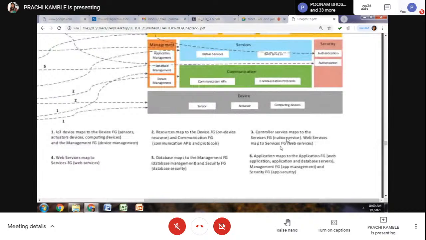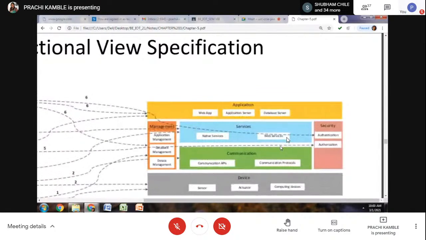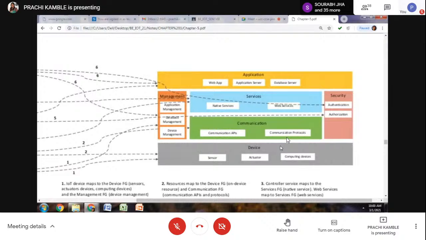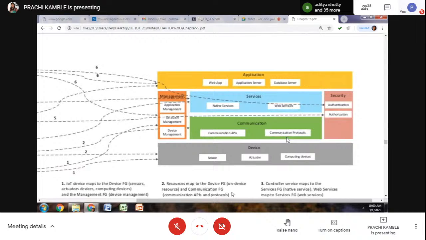And the last is the application, which maps to the application FG, that is web application and the database services. Okay, and management also, that is app management and security. So this is about functional view specification. We have studied these components of IoT architecture in chapter 1: device, then communication, services, application, management and security. So all components have a major role to play for any particular application.